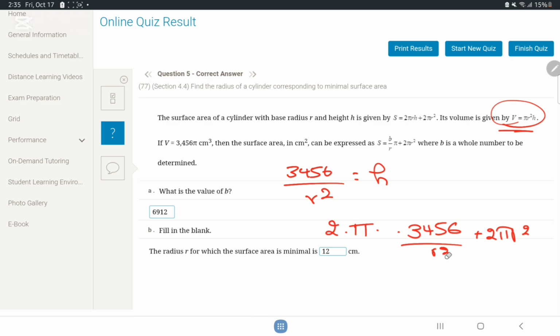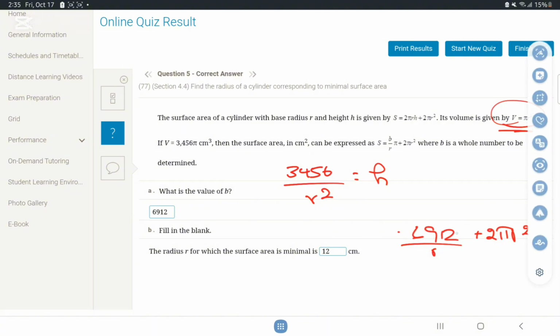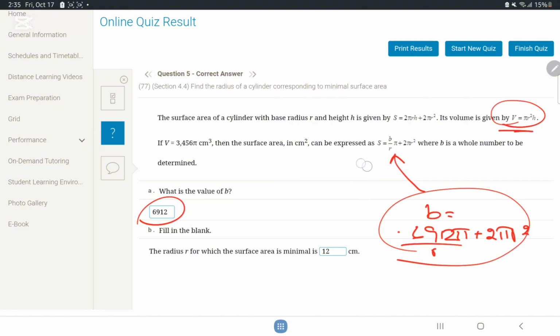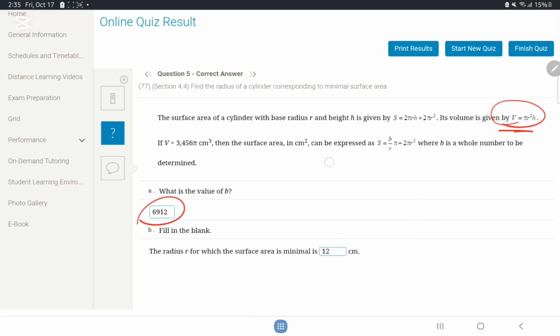Divide by r on both sides, so the square will cancel out. 2 times 3456 will get you 6912 on the calculator. To make it neater, put pi here, and you will get this. In this case, b is equal to 6912. Now they want when the radius is minimal. Immediately, you see this? Minimal, maximum, anything, derive. So derive this equation right here, 6912 over r pi plus 2 pi r squared.